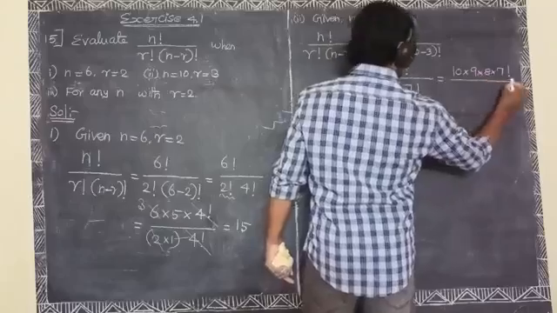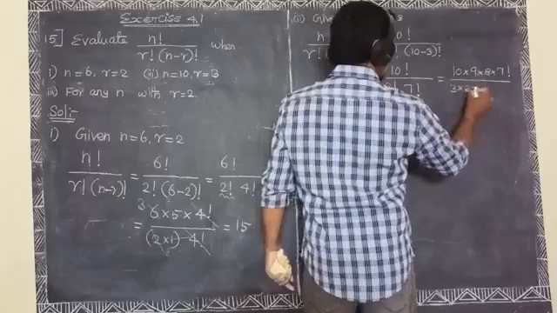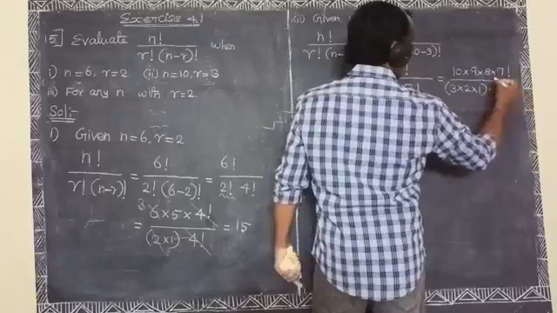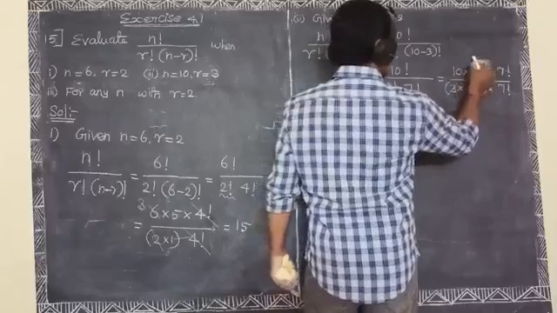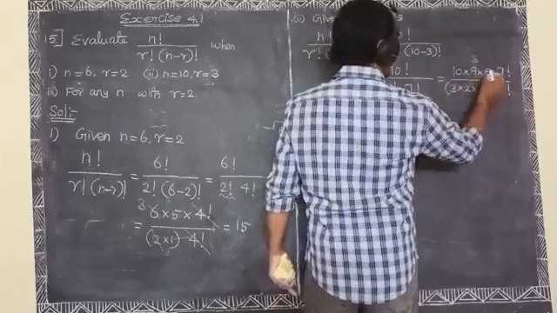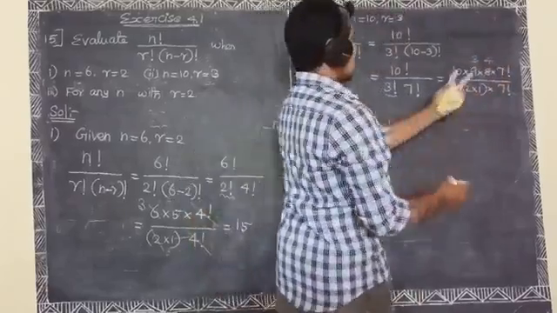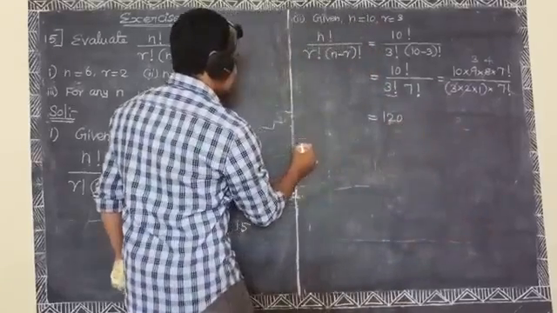Okay, then the denominator is 3 factorial means 3 into 2 into 1 into 7 factorial. Then the 7 factorial and 7 factorial are cancelled. 3, 9 are cancelled 3 times. 2, 8 are cancelled 4 times. Okay, 3 into 4, 12, 12 into 10, 120. Okay, then the third subdivision.